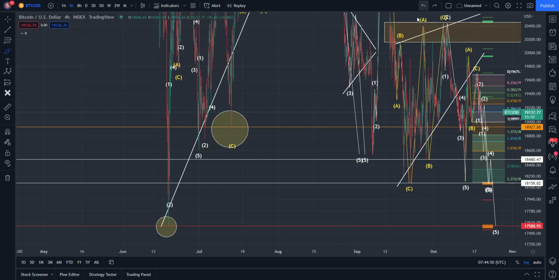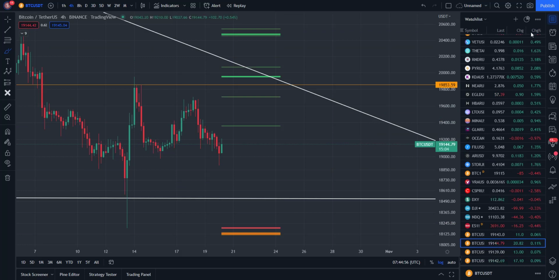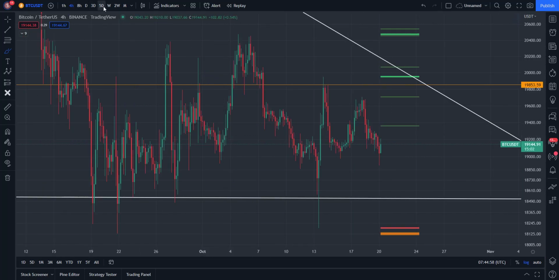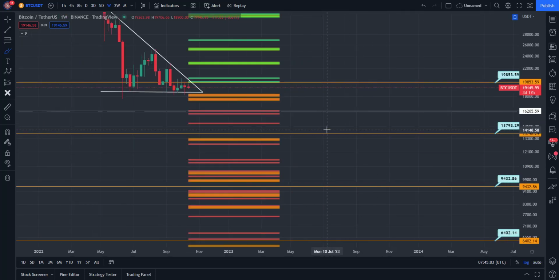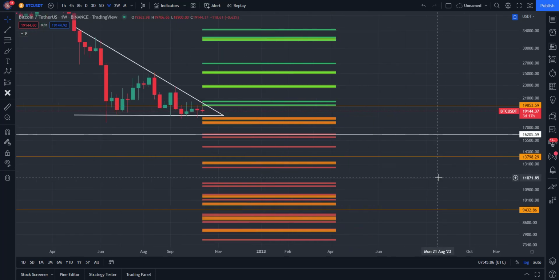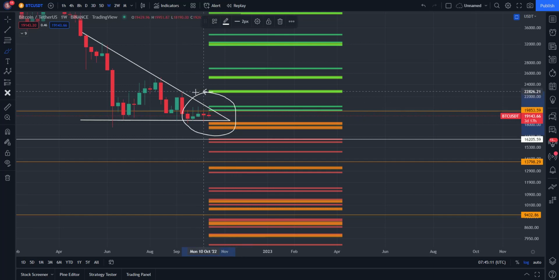Okay. Also, if we jump for a second to the weekly, I want to show you something. We are still ranging in this descending triangle, right? And it is another week where we are closing below this trend line. So we are slowly approaching the apex of this triangle. I think we still have space for another 1, 2, maybe 3 weeks. So in another 3 weeks, we should find out which way we are going from this descending triangle, right?